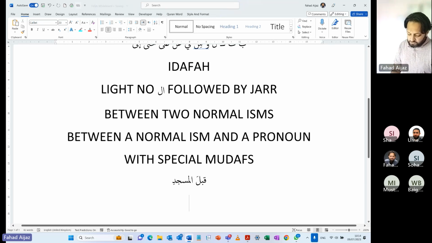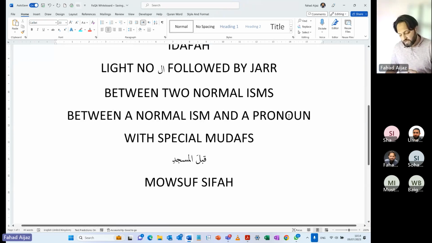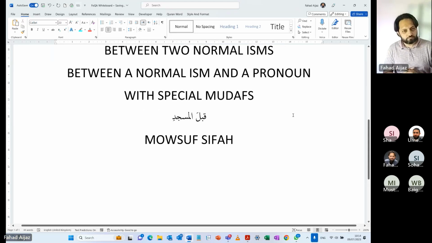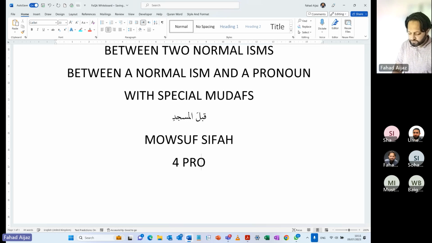Then the third fragment we did was Mawsuf and Sifa. Mawsuf and Sifa was a noun and adjective relationship in which the Mawsuf comes first and the Sifa comes after. Mawsuf is the noun and Sifa is the adjective. In English, the adjective comes first and the noun comes after, like blue car. Blue is an adjective, car is a noun. In Arabic, it's completely opposite. The adjective would come after and the ism would come first. In this particular fragment, we said the four properties must match.